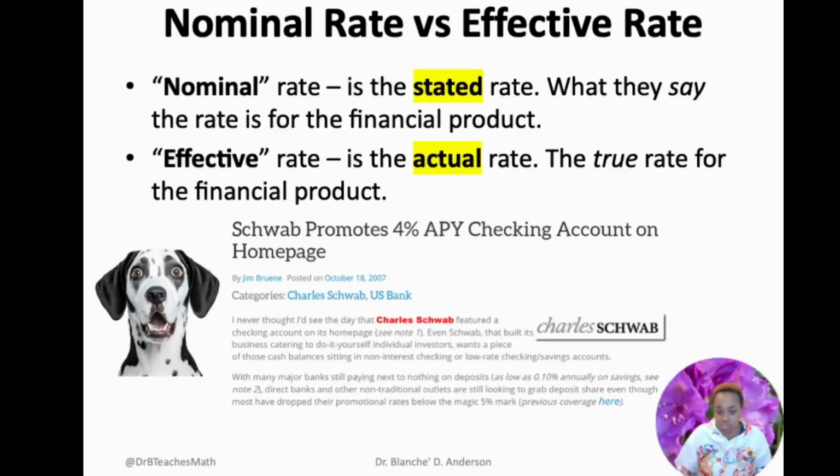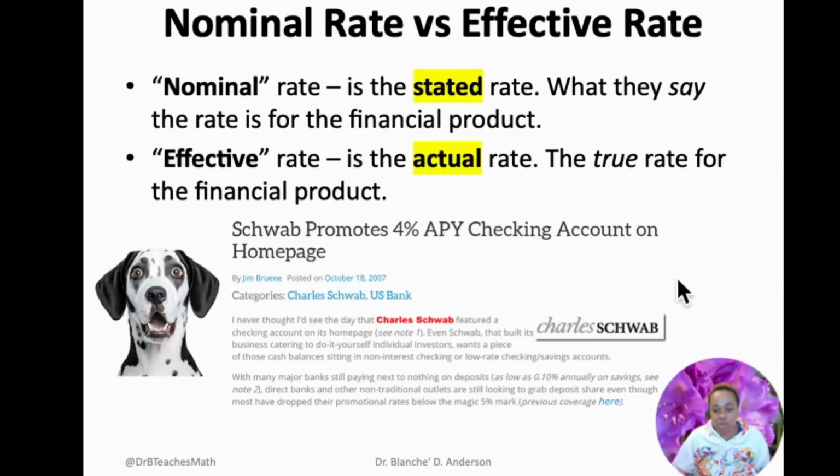In interest. I don't know how it was advertised, but they actually advertised this on their homepage, which the dog's face is like, wow, that's good. That's good for a checking account. So go look at your checking and savings account and see how much interest you're earning on your money.